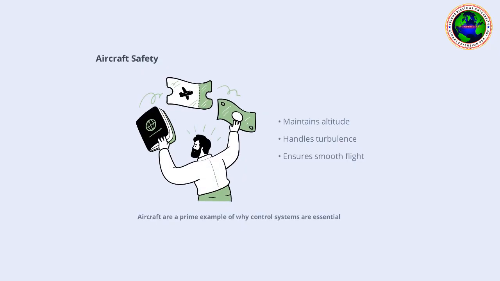Aircraft are a prime example of why control systems are essential. Modern planes use sophisticated control systems to maintain altitude, adjust for turbulence, and ensure a smooth flight. Without these systems, flying would be far more dangerous and less comfortable.